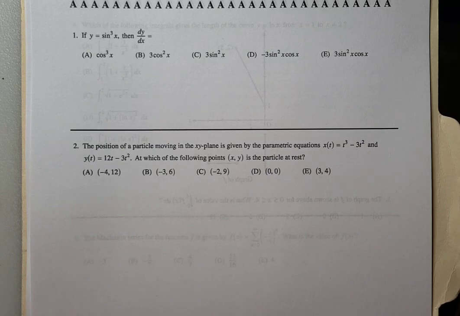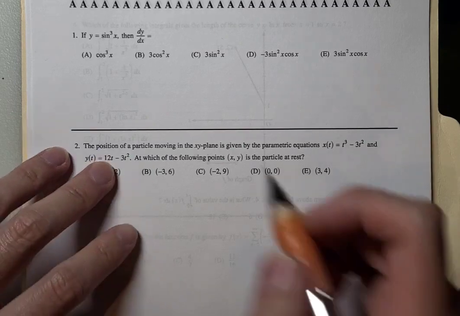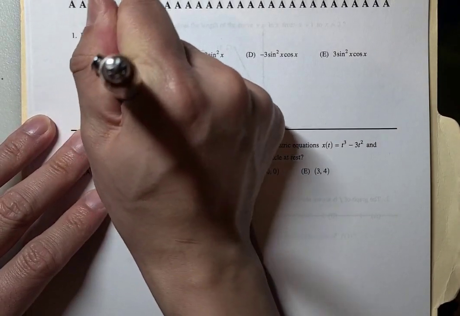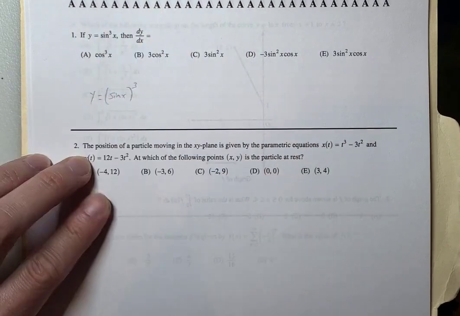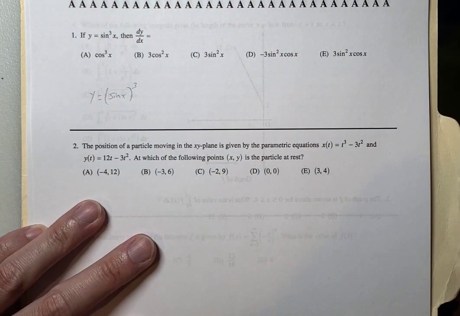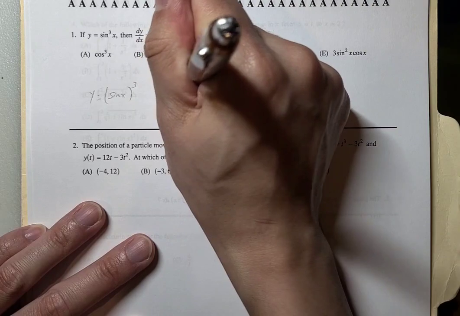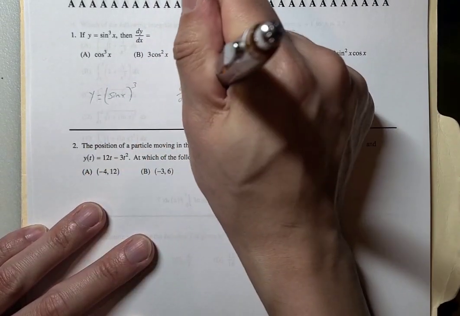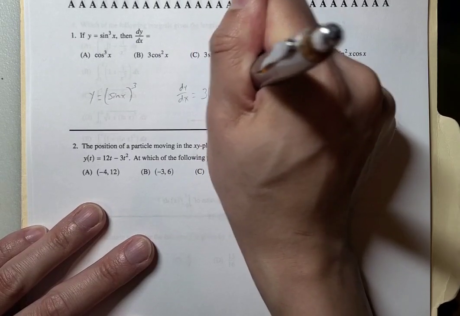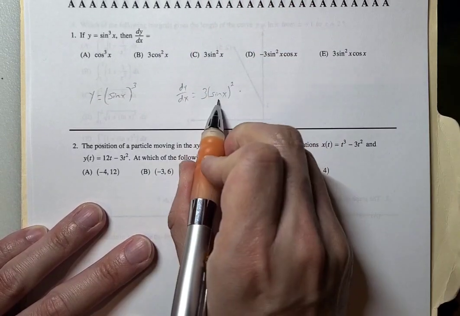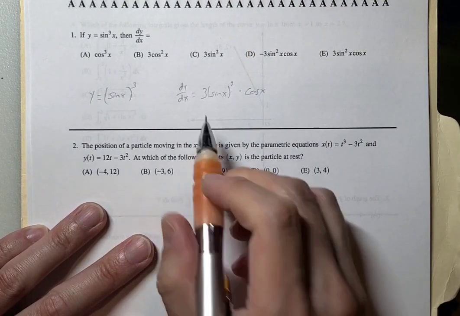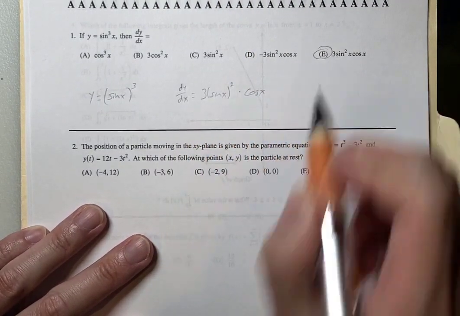Number one, if y is sine cubed, then dy dx is what? Okay, so sometimes it's helpful to write it as y is sine of x, cubed, so that we can easily visualize the chain rule. So dy dx, we first do the power rule. It'll be 3 times sine x squared times the derivative of the inside. What's the derivative of sine? That's just cosine. Okay, this looks like it's choice E.